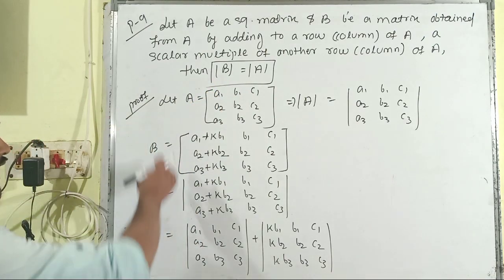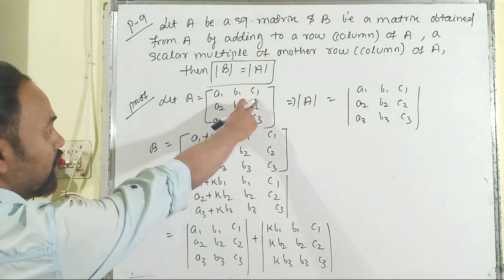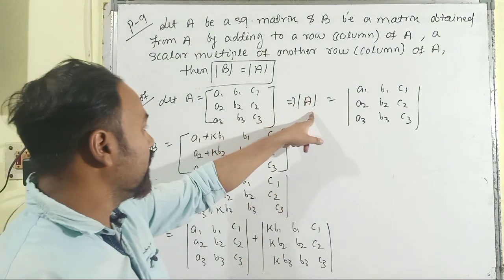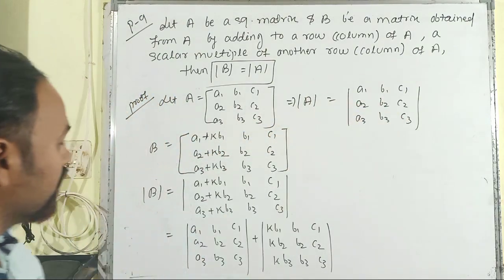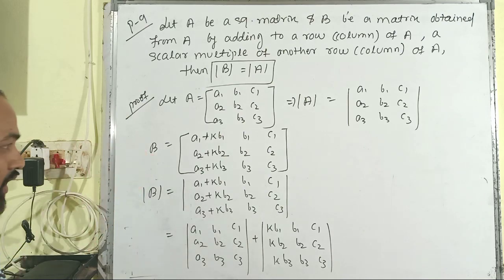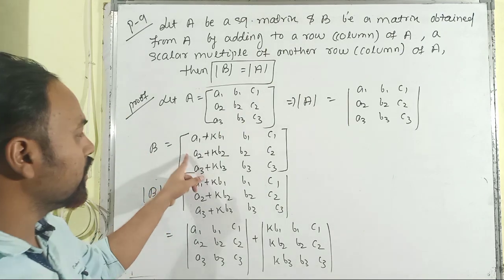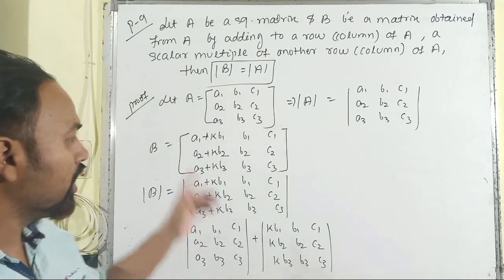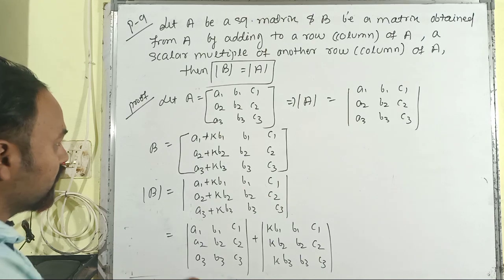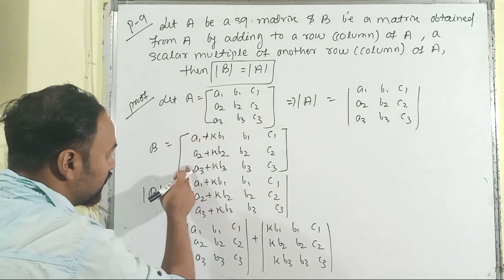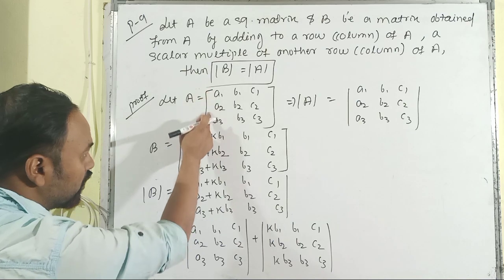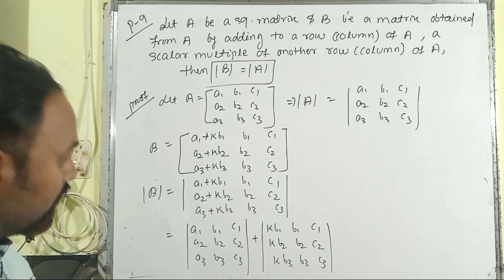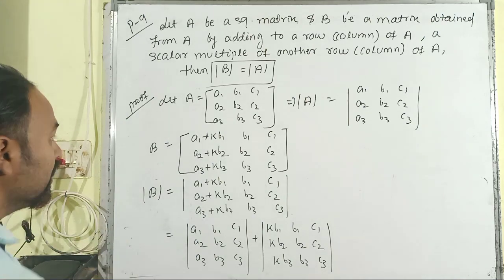Let us prove it. Let the matrix A be defined as a1 b1 c1, a2 b2 c2, a3 b3 c3, and the determinant of A is the determinant of all these 9 elements. Suppose B is a newly formed matrix, where one of the rows or columns is the sum of a scalar multiple of another row or column. Here we have considered the column case. That means the first column is the sum of the first column with the scalar multiple of the second column of the original matrix.